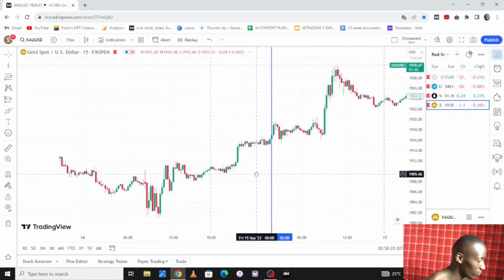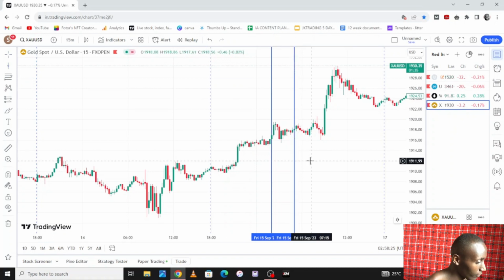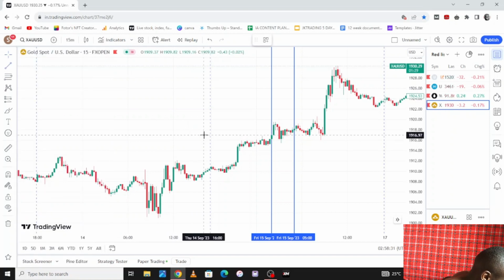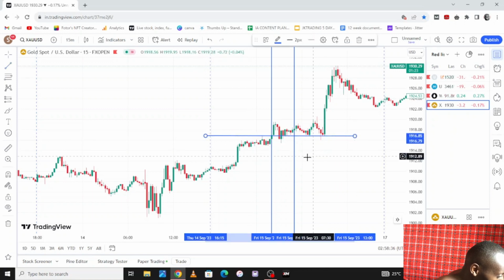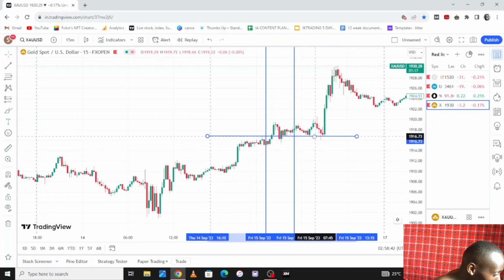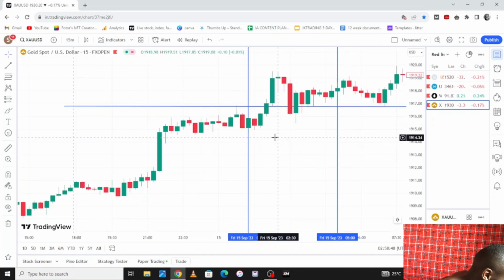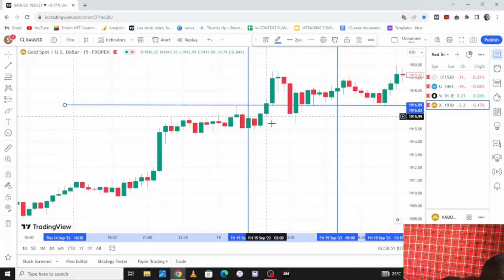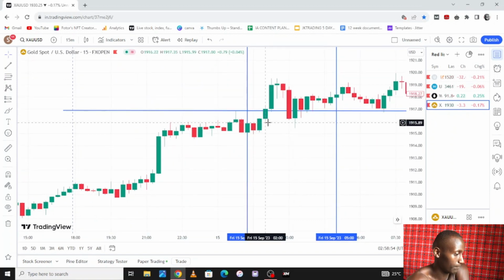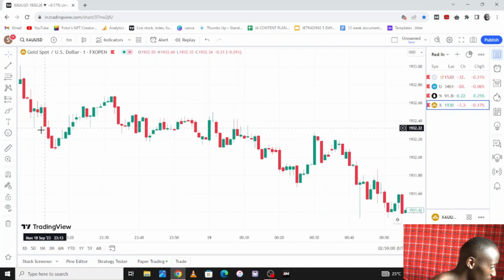Right, we have this one here, 2 a.m. to 5 a.m. and then we draw our high of the day. So that is the high of the day before our window opens. And then you can see we have a breakout at 2 a.m. So at 2 a.m. we go to the 1 minute time frame and start looking for our reversal pattern.